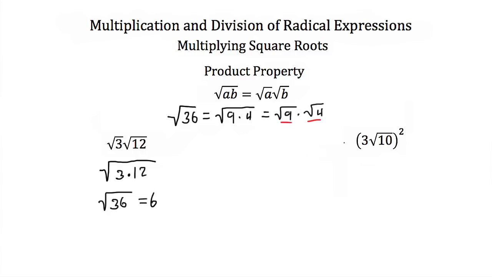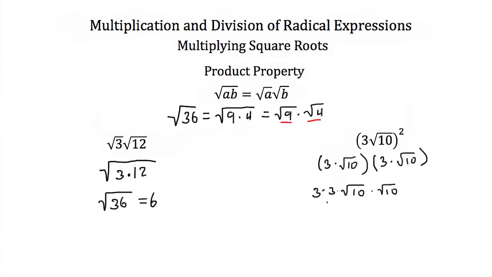Let's try this again. Here we have 3 times the square root of 10 squared. Well, you can think of that as 3 times the square root of 10 times 3 times the square root of 10. Now, these are all multiplied together, so it doesn't matter what order I write them in. So I can write this as 3 times 3 times the square root of 10 times the square root of 10.